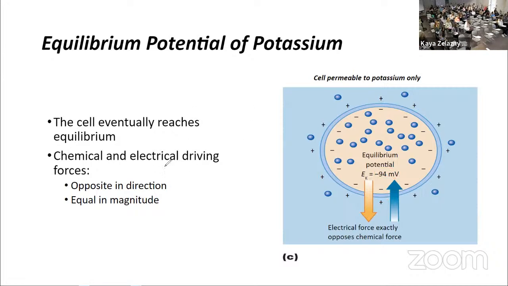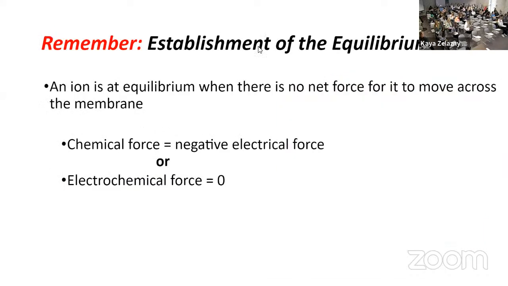That gives us our equilibrium potential definition again, where we have chemical and electrical driving forces that are opposite in direction but equal in magnitude. Reminder that the ion is at equilibrium when there's no net force, so no electrochemical driving force; it's 0 for it to move across the membrane. Chemical force is equal to the electrical force, but in the opposite direction, so negative.